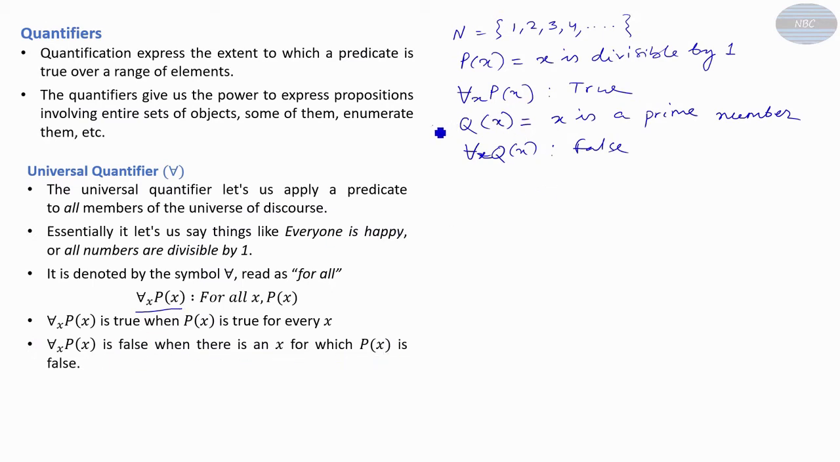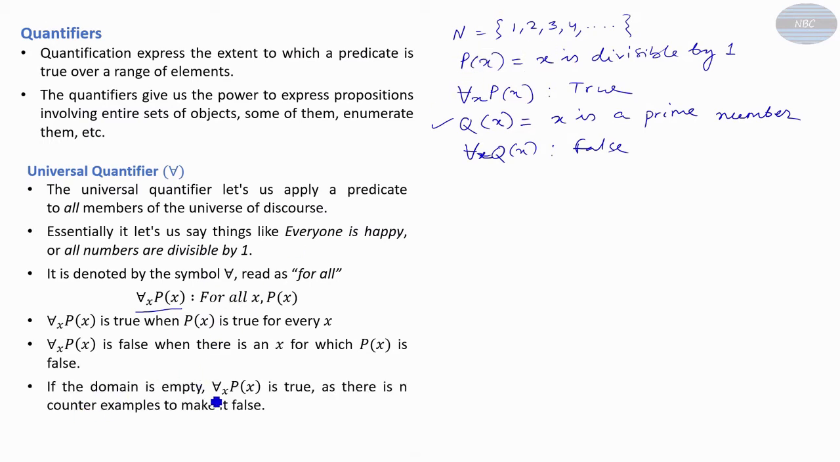So this is the example we have taken here. To make it false, we have to find only one element for which P(x) is false. But to make it true, P(x) must be true for every element present in the set. Okay. If the domain is empty, then for all x P(x) is true, if there are no counterexamples to make it false.